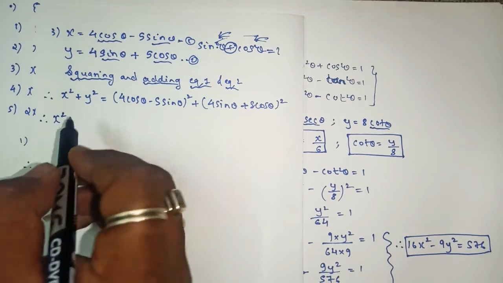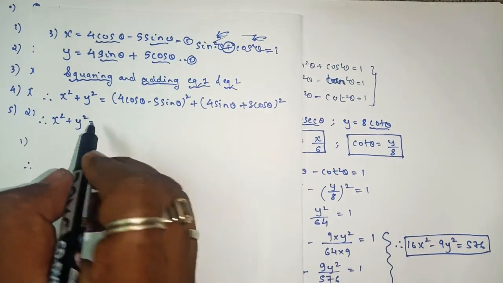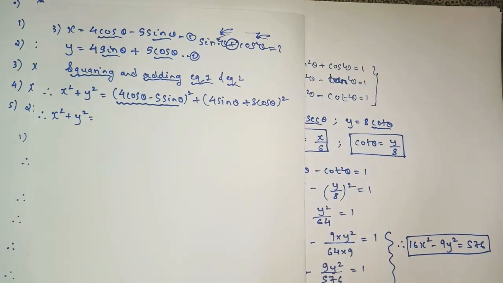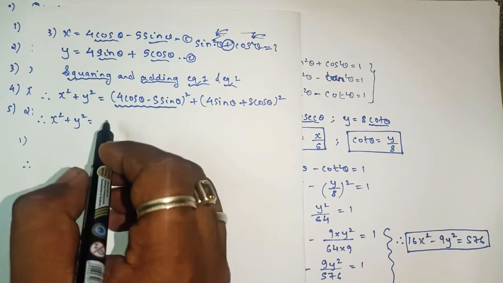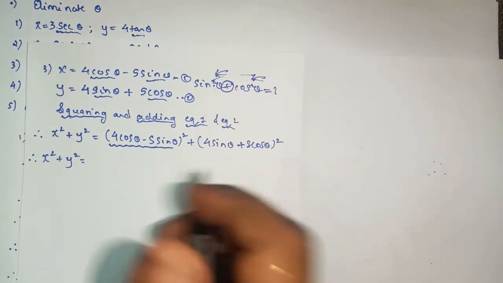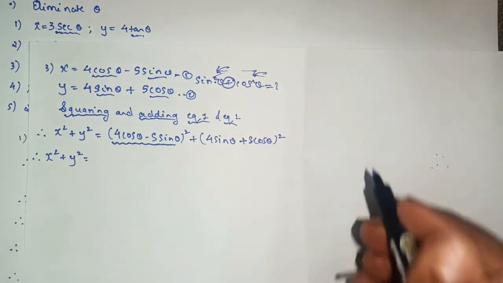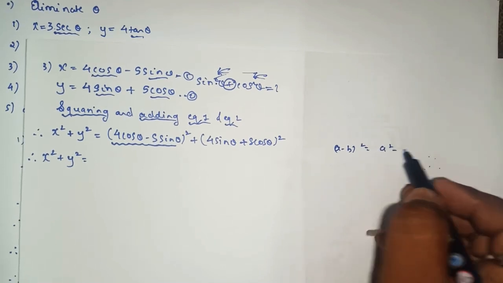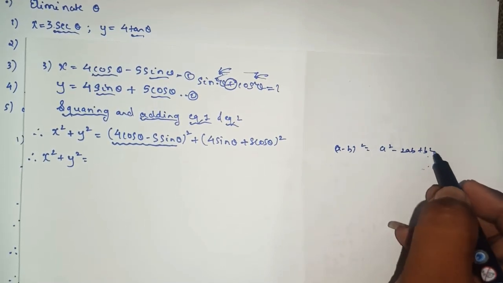So x square plus y square will keep as it is. Seeing this part, we come to the conclusion that it looks like a minus b the whole square formula. Yes or no? So we know that a minus b the whole square formula is what? A square minus 2ab plus b square.